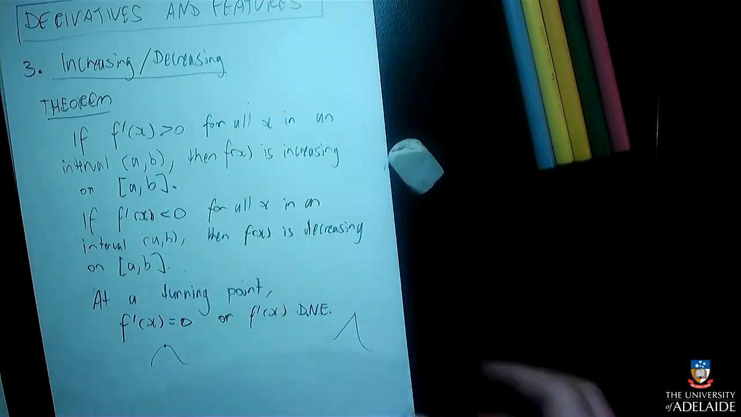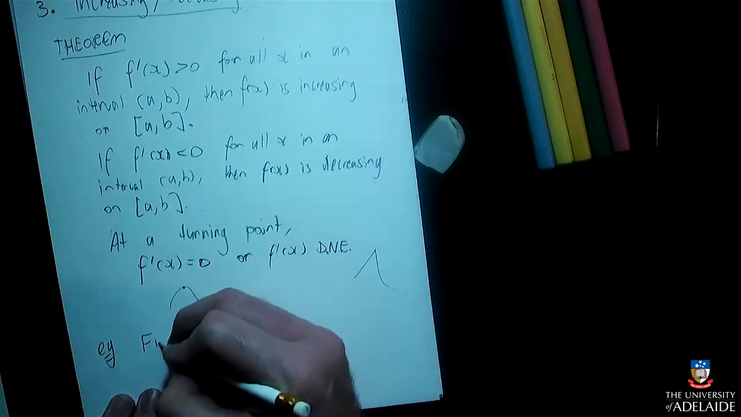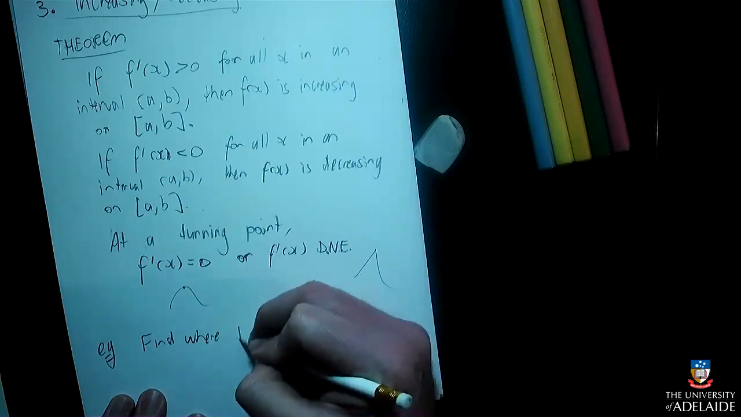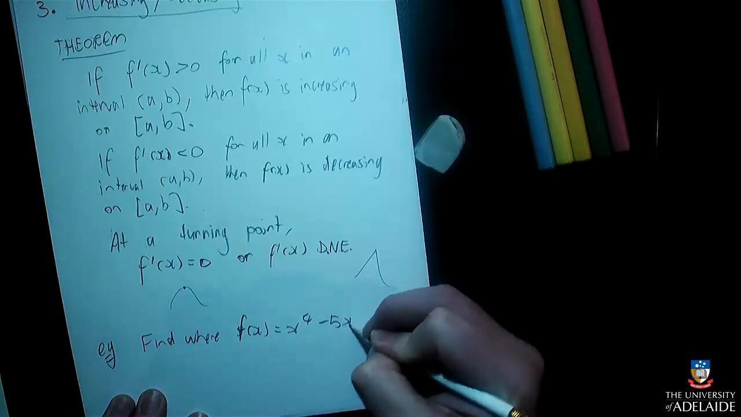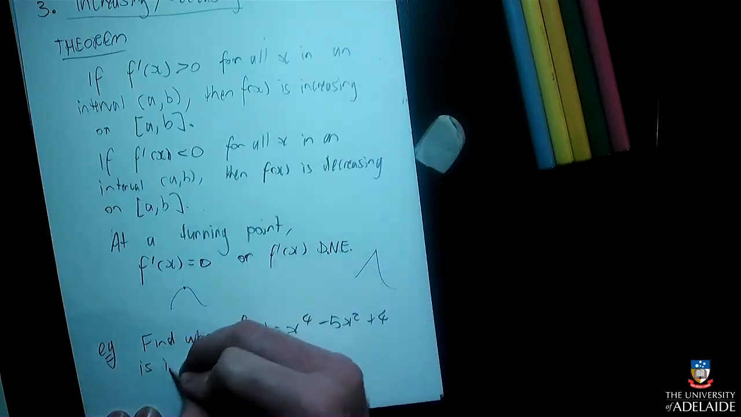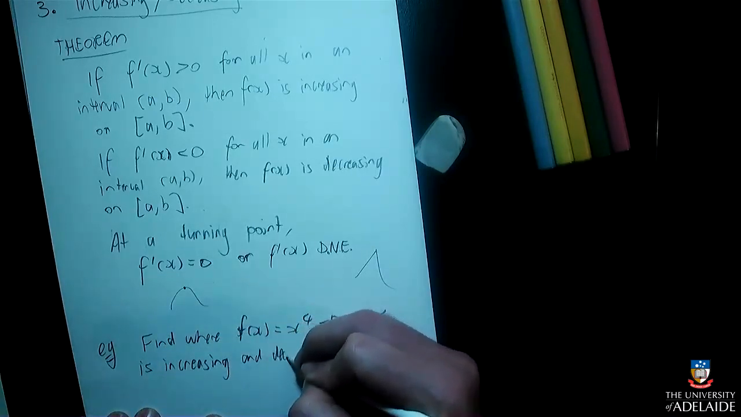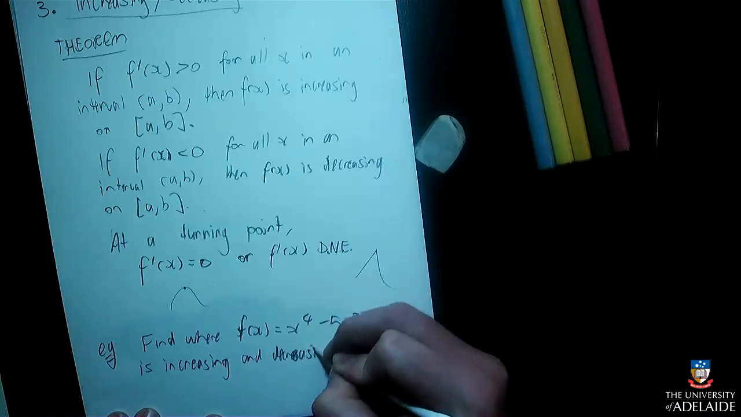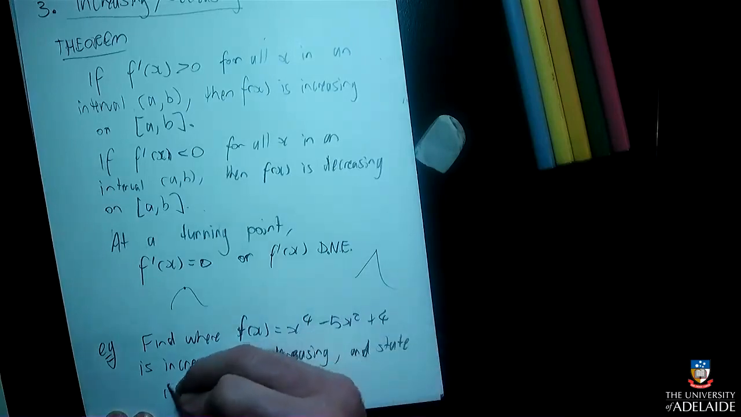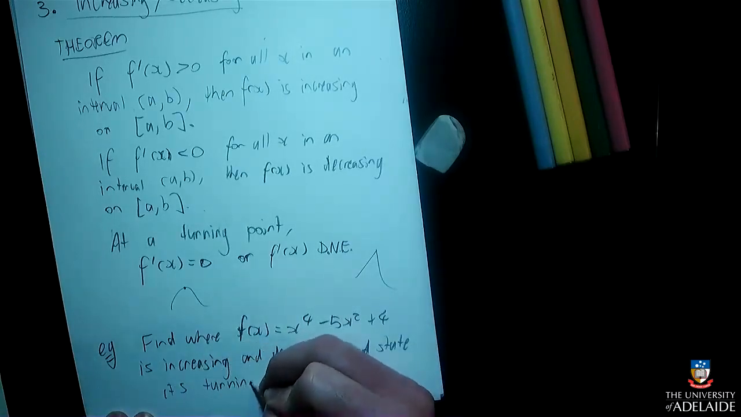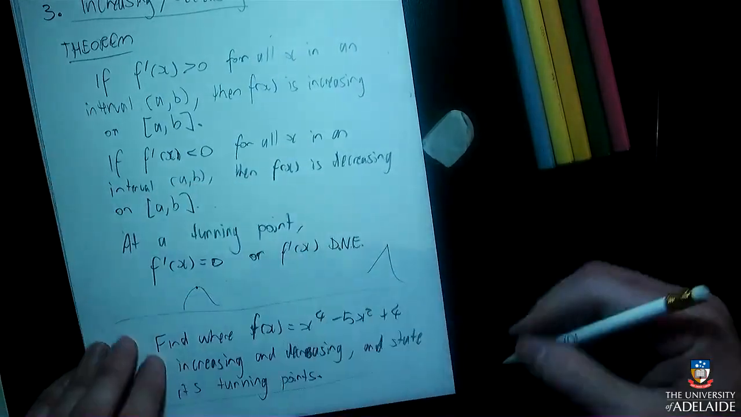And what I really need to do is do an example. So I will go, for example, find where f(x) = x^4 - 5x^2 + 4 is increasing and decreasing, and state its turning points. Okay. Let's see what happens when we do that.